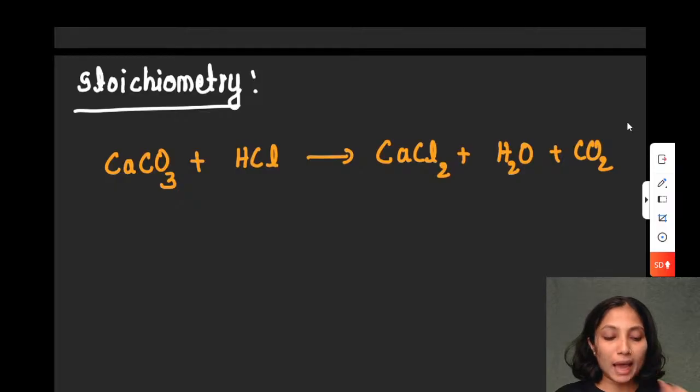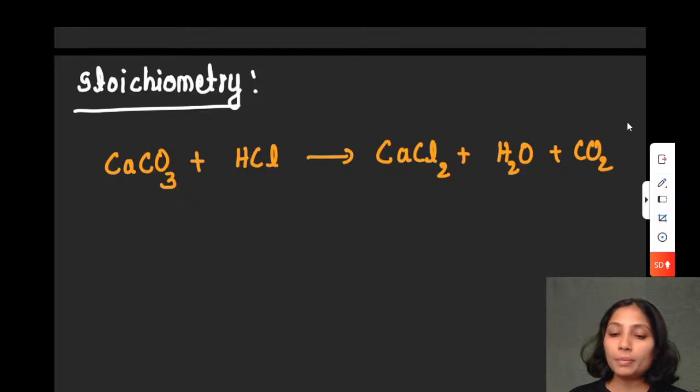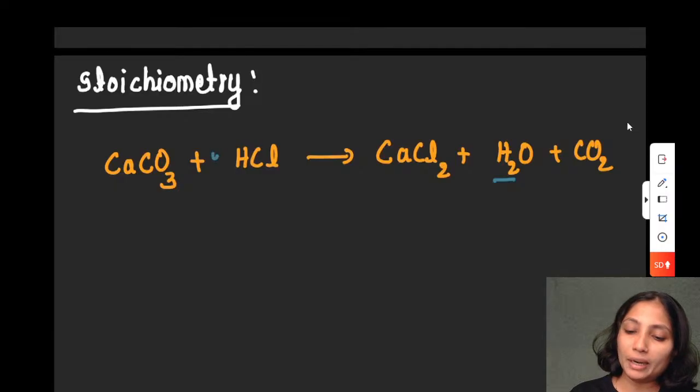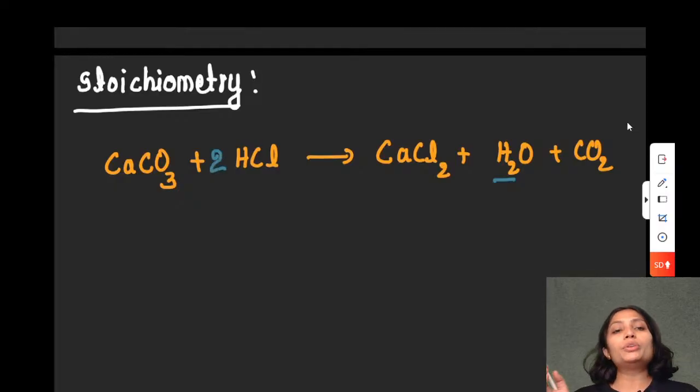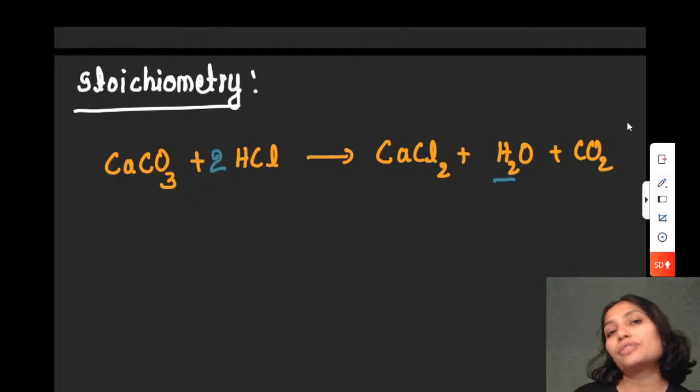Is the reaction balanced? No, it is not balanced. See, this side we have two hydrogen atoms, but this side we have only one hydrogen, and chlorine is also 2. So I'll multiply it with 2. You already know methods of balancing chemical equations, either the ABCD method or the hit and trial method. These numbers which are present are called stoichiometric coefficients.